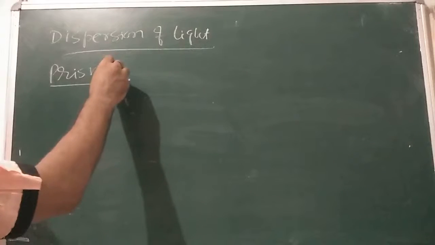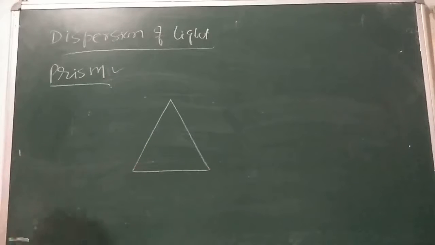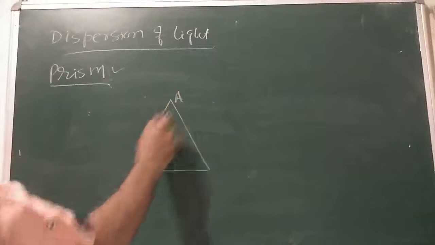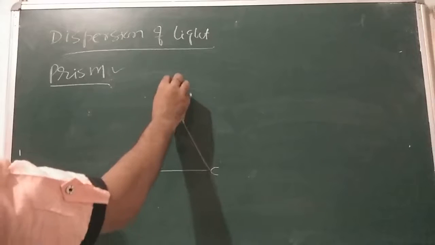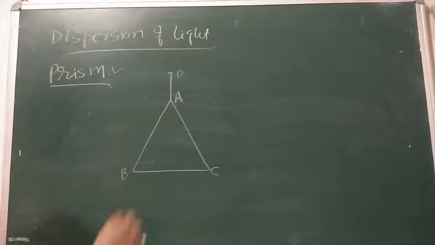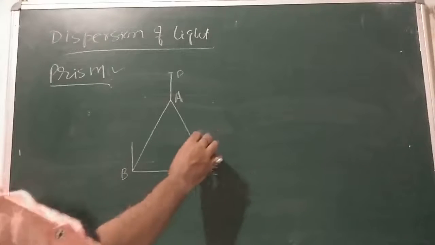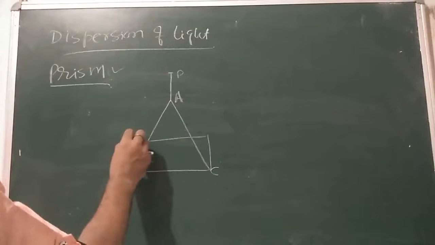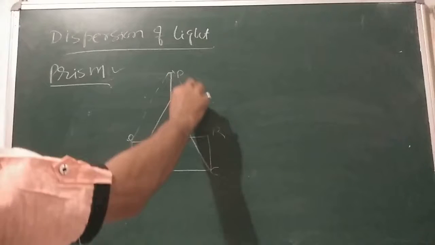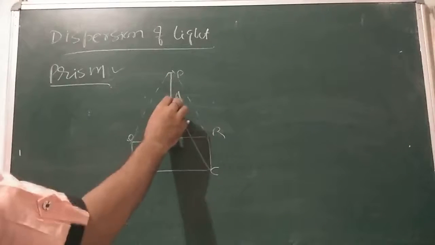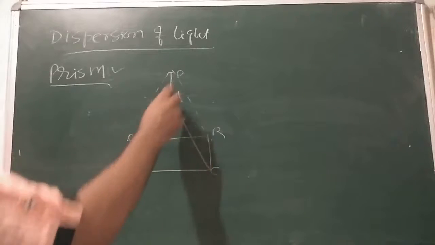So what is a prism? A prism is something like this, just to show you. Here is the front face of our prism, ABC. Here it is the edge AP. Here it is BC, or I can say this is QR. Here ABC is the front face, PQR is the back face.